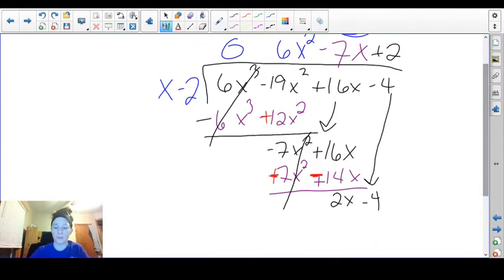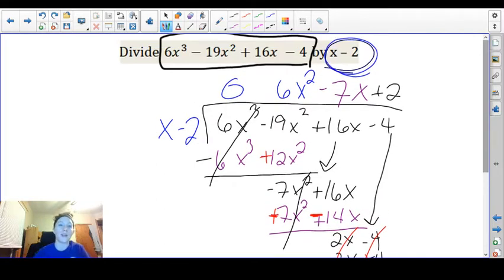2 times x is 2x. 2 times negative 2 is negative 4. Gonna get my other color, and I'm gonna flip all my signs. 2x minus 2x goes to 0. Negative 4 plus 4 goes to 0. So this polynomial divided out evenly.